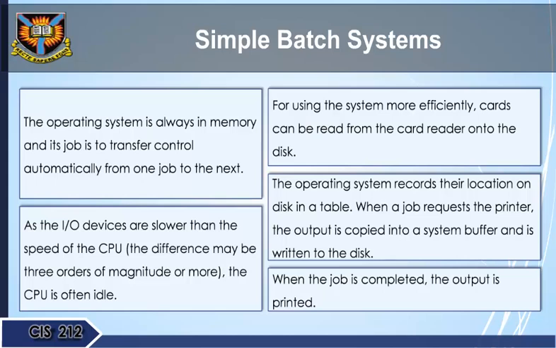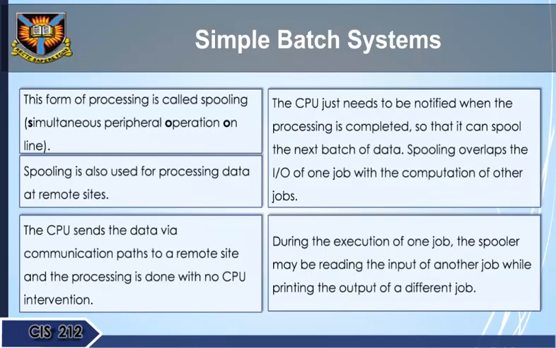For using the system more efficiently, cards can be read from the card reader onto the disk. The operating system records their location on disk in a table. When a job requests the printer, the output is copied into a system buffer and is written to the disk. When the job is completed, the output is printed. This form of processing is called spooling, a simultaneous peripheral operation online. Spooling is also used for processing data at remote sites.